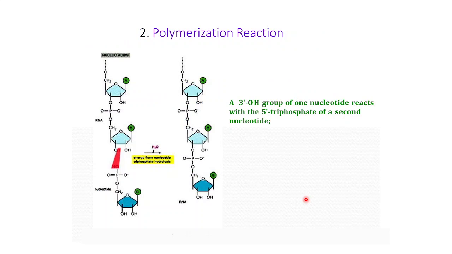Now there is a polymerization reaction that takes place. It happens in a similar manner as for a single-stranded DNA, where a 3' OH group of one nucleotide reacts with the 5' triphosphate of a second nucleotide, and it elongates in one particular direction.